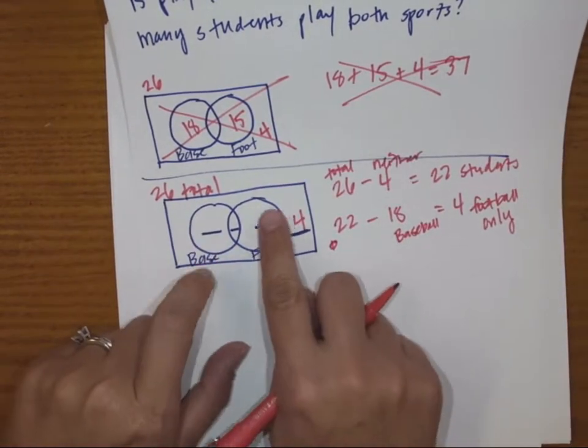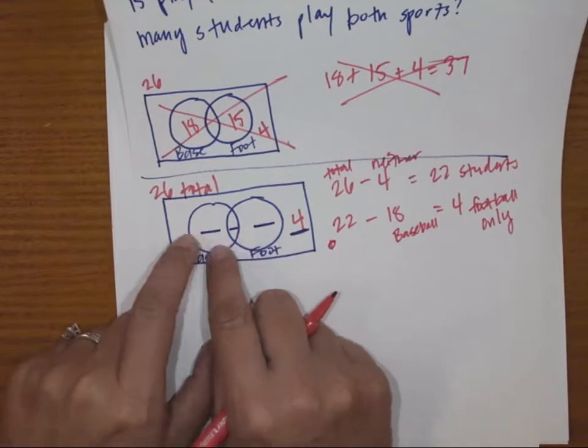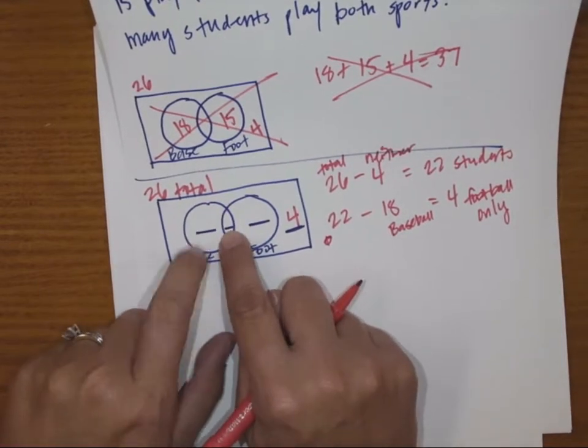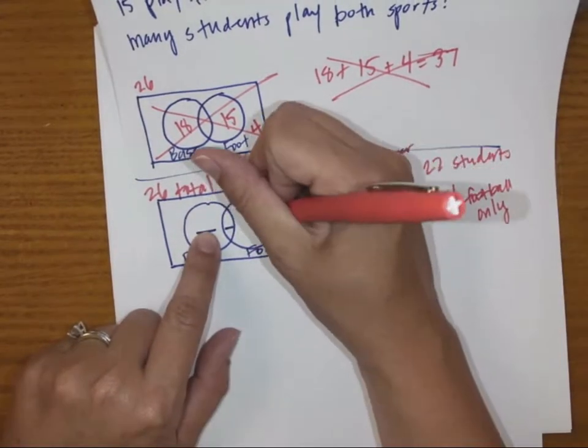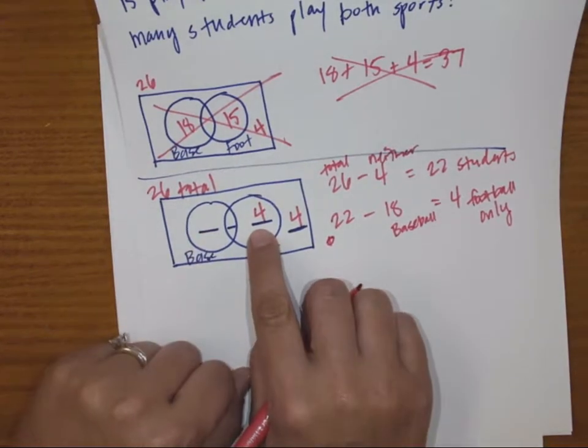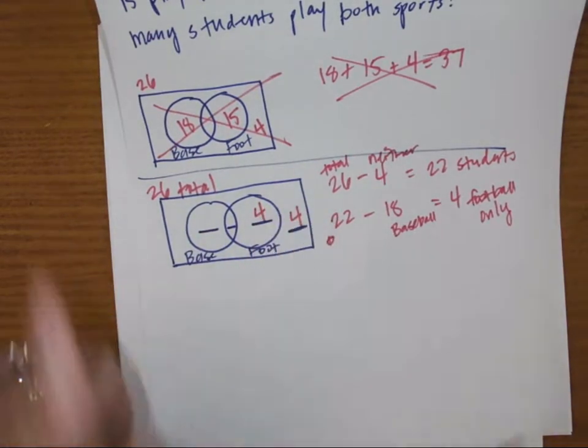Okay, so again, these 2 circles have to add up to be 22. I know that this baseball circle is a total of 18, so that leaves 4 students left to be right there. You can do the same thing with the other number they give you.